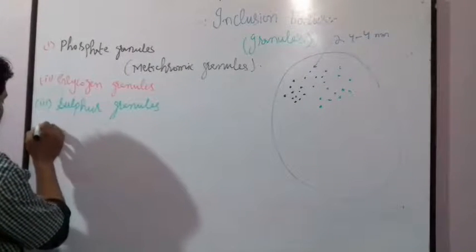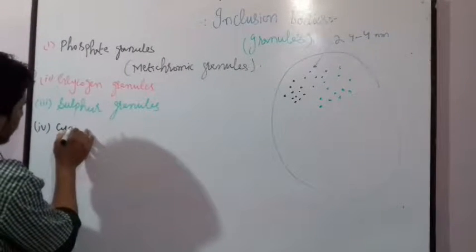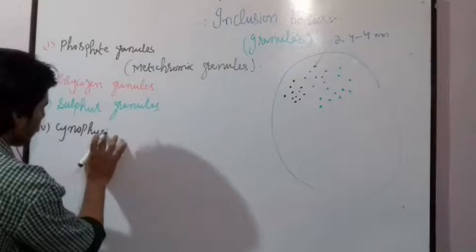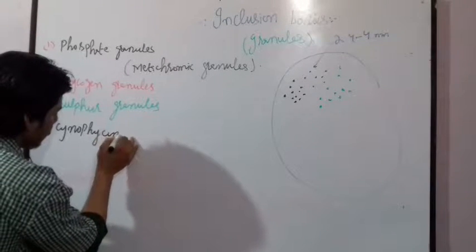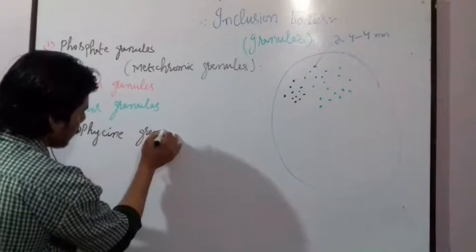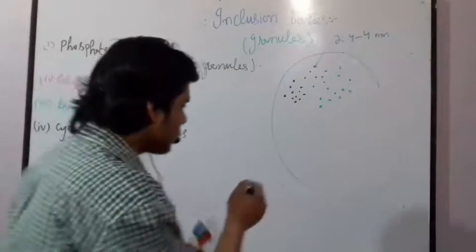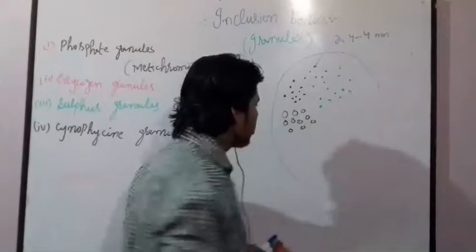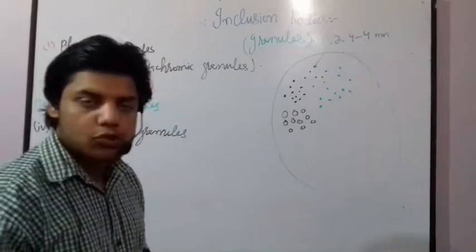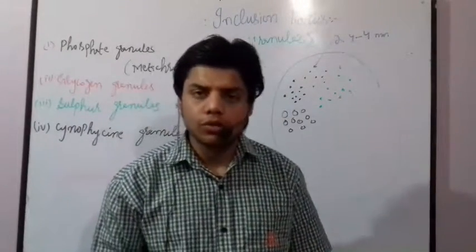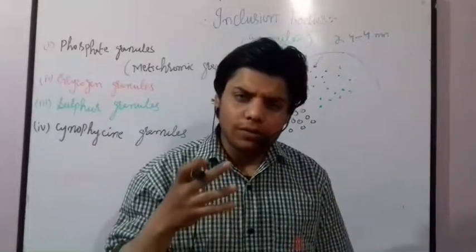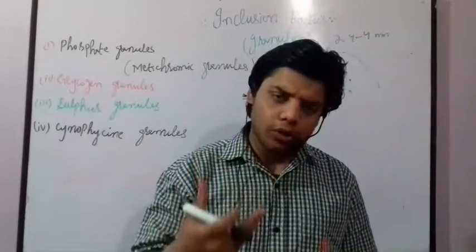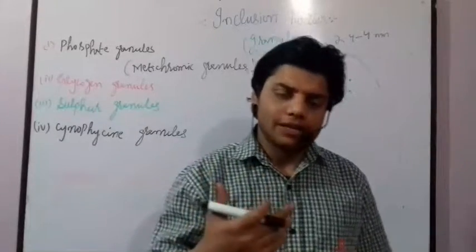Okay, next we have cynophycine granules. These granules will be in this form, and these cynophycine granules are also black in color. Cynophycine granules are responsible to store different kinds of nutrients, or we can say proteins. If we see the cynophycine granules, they are made up of single small polypeptide molecules, and we call that arginine and aspartic acid.